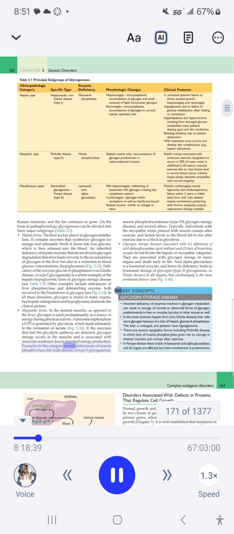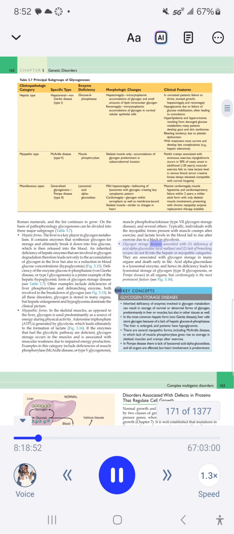Examples in this category include deficiencies of muscle phosphorylase (McArdle disease, or type V glycogenosis), muscle phosphofructokinase (type VII glycogen storage disease), and several others. Typically, individuals with the myopathic forms present with muscle cramps after exercise, and lactate levels in the blood fail to rise after exercise due to a block in glycolysis.